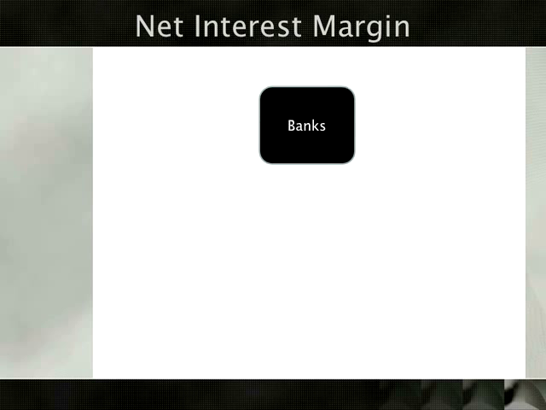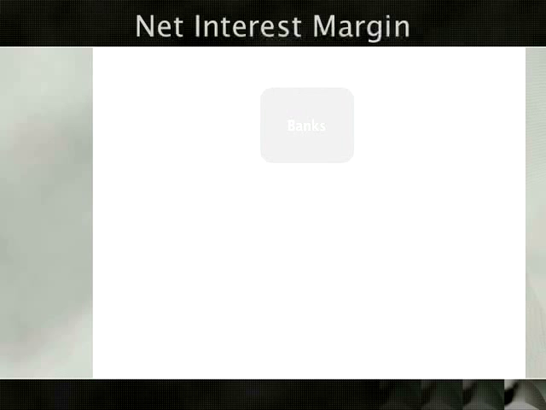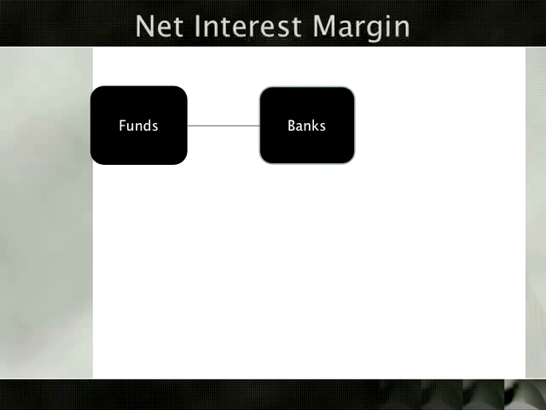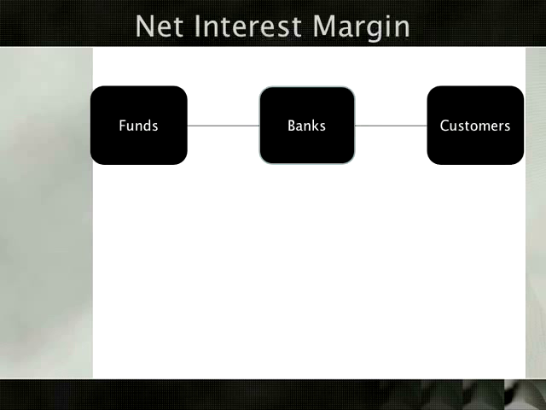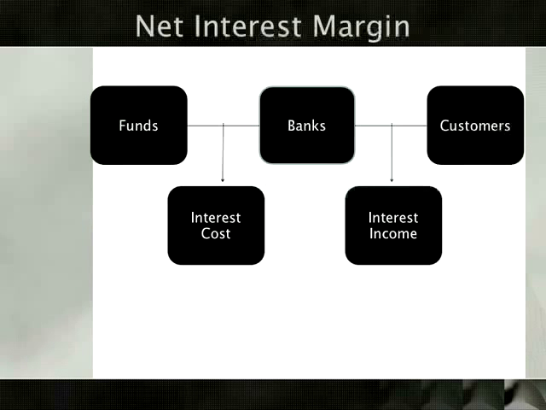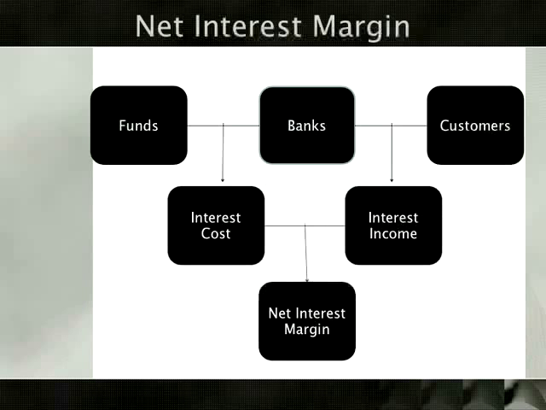Net interest margin. Banks operate by borrowing money from many funds and lend out to customers. When they borrow money, they have to pay interest costs. When they lend out, they make interest income. The difference between interest cost and interest income is net interest margin. It is very important for banks to keep net interest margin positive to remain profitable.